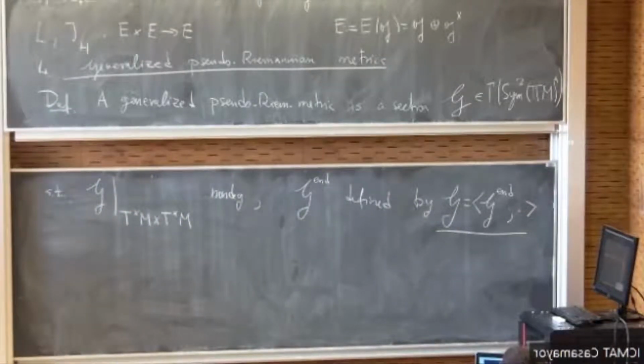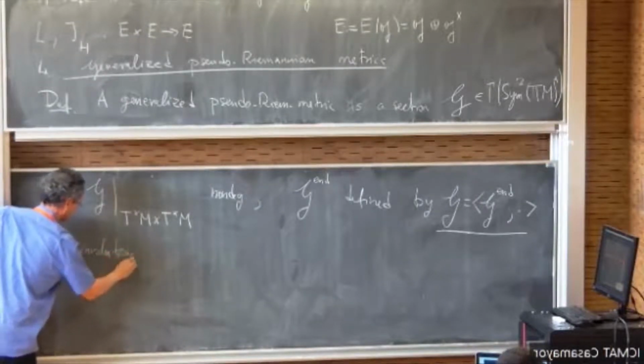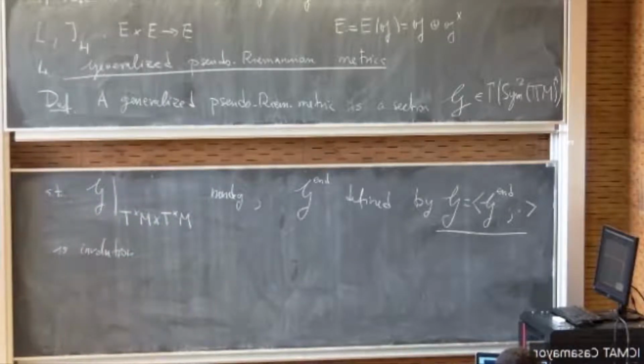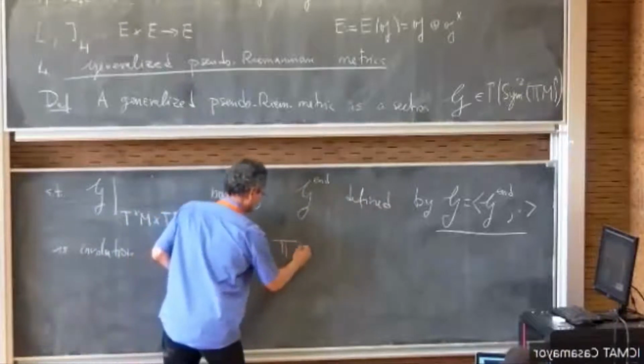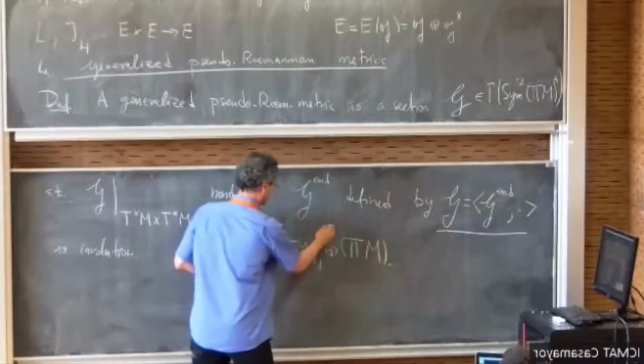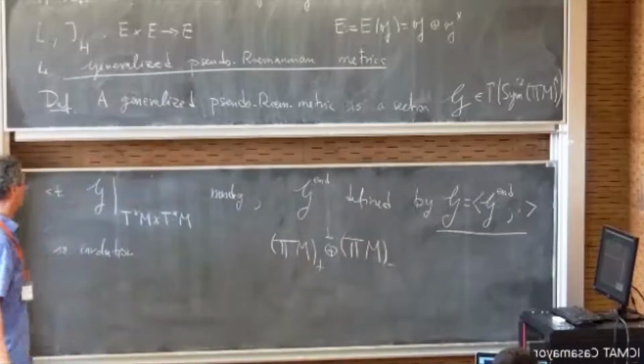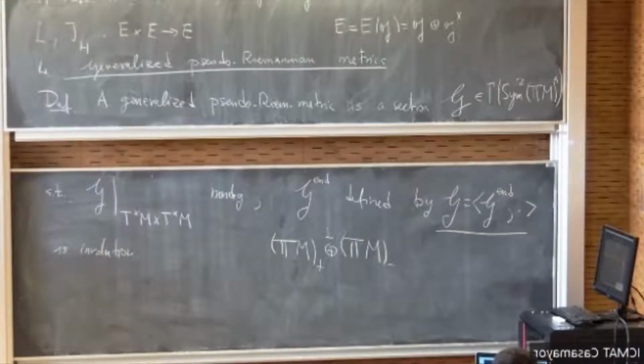This is an endomorphism of the generalized tangent bundle, and this endomorphism should be an involution. It squares to identity. This implies that you can decompose it into eigenspaces. On these eigenspaces, for the eigenvalue plus one and minus one, the metric G will differ from the scalar product just by a sign. So we get an orthogonal splitting of the generalized tangent bundle into the subbundle T plus and the subbundle T minus. This is orthogonal with respect to both metrics. On the plus part, the metrics coincide. On the minus part, they differ by a minus sign.